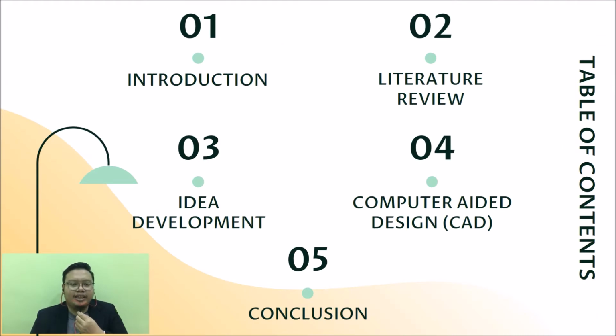And then we will take a look at the table of contents for our group's presentation. For the first topic, we will present the introduction for our project, and the second chapter is the literature review. Thirdly, the idea development. The fourth chapter is computer aided design, CAD, and last but not least, chapter 5, which is the conclusion.